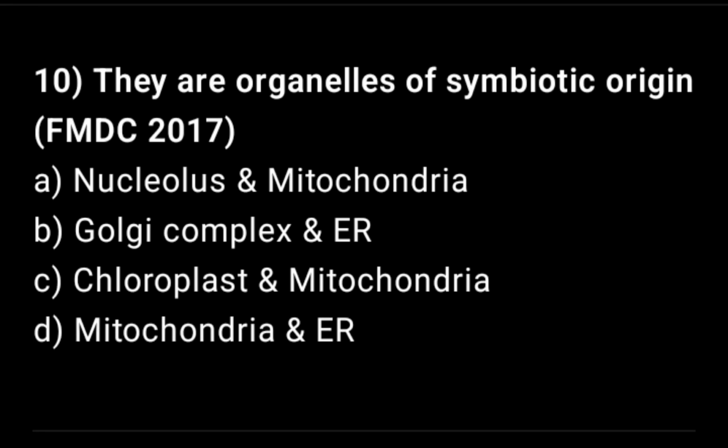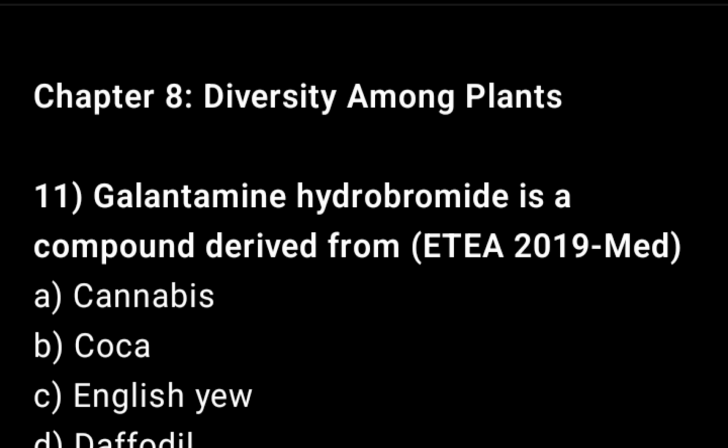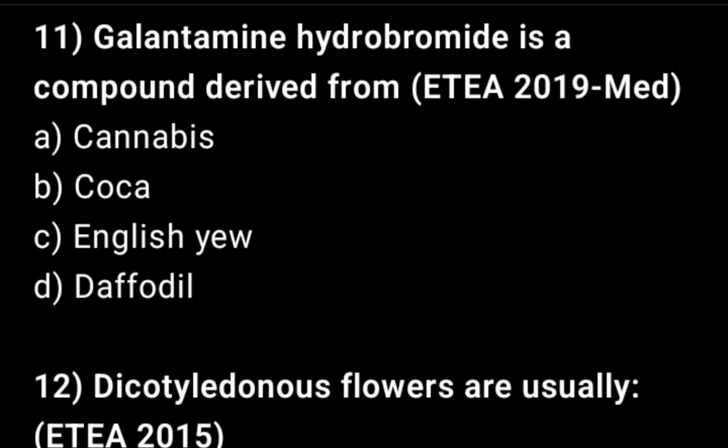FMDC 2017. A. Nucleolus and mitochondria. B. Golgi complex and... C. Chloroplast and mitochondria. D. Mitochondria and... Chapter 8. Diversity among plants. 11. Galantamine hydrobromide is a compound derived from ETEA 2019 med. A. Cannabis. B. Coca. C. English U. D. Daffodil. 12.